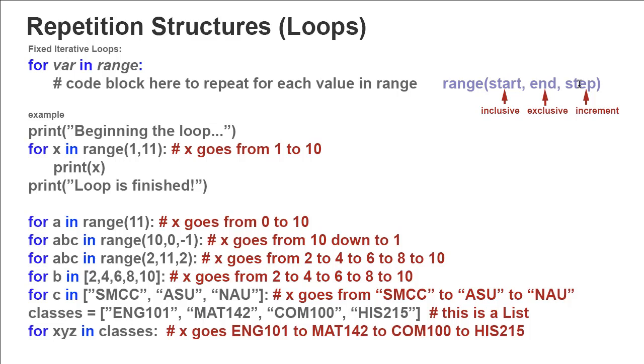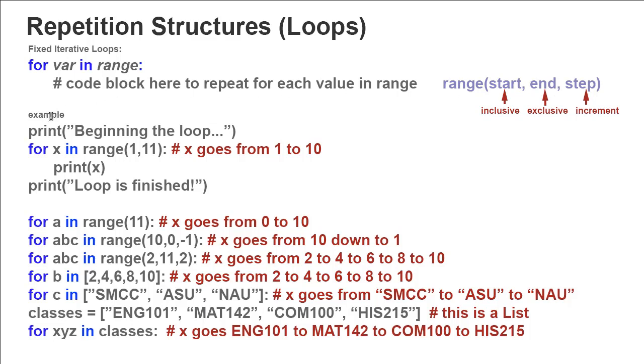Maybe we want to go just even numbers. We can go from 0 to 11, 11 being exclusive, so we're really going from 0 to 10, but we're going to step by 2. And so our loop is going to go while our variable equals 0, 2, 4, 6, 8, and 10. We might want to step backwards. So maybe we want to go from 10 to 0 and do a step of minus 1, and that's going to take our loop going from 10 to 1.